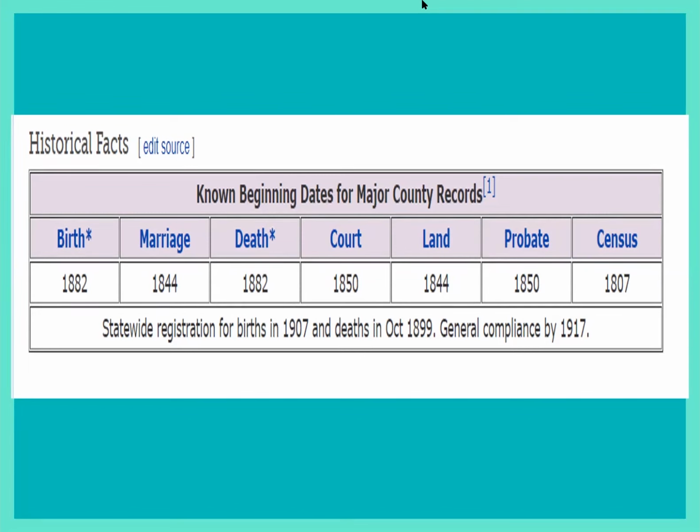Just like they didn't keep marriage records until 1844. But that little asterisk indicates that there might be some more information. So I'm going to go to the actual vital records section of the Tipton County page and read a little bit more in depth about this. But at least I know probate records began in 1850, land records 1844. So I always recommend whatever county you are researching in the United States, you pay attention to this table.